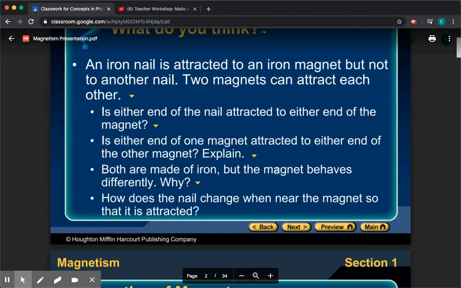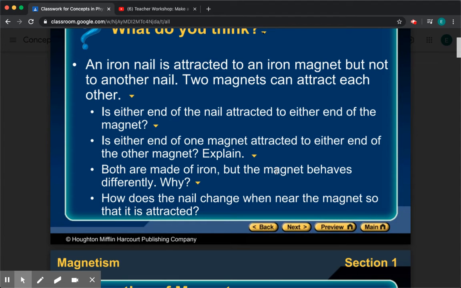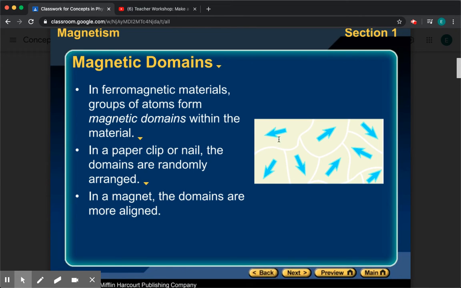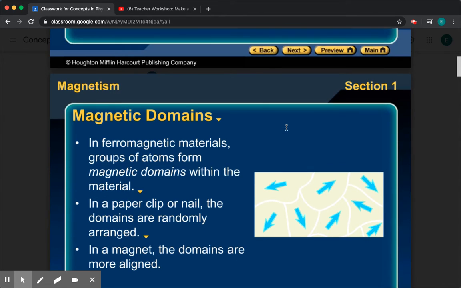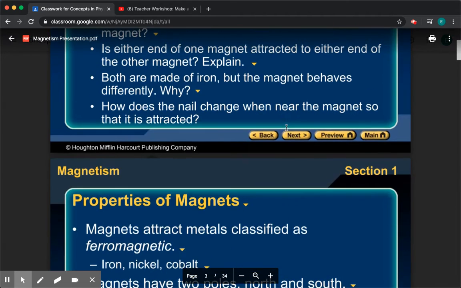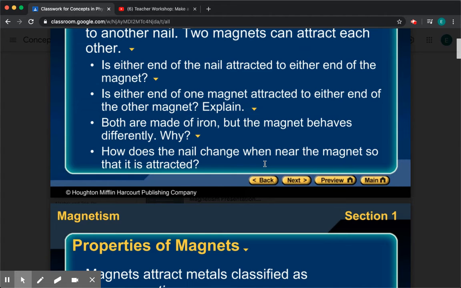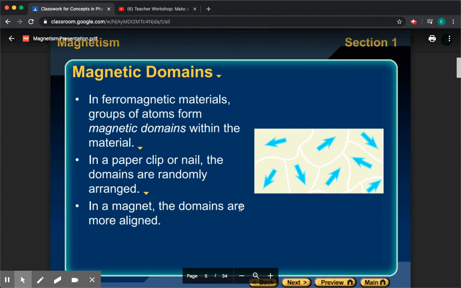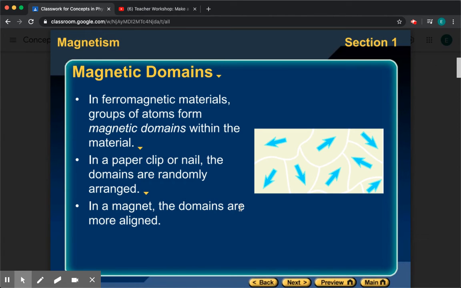So the question here was, both of them are made of iron, but why does the magnet behave differently? The reason the magnet behaves differently is because the iron magnet has the magnetic domains aligned. The iron nail does not. That's why they behave differently. They align the domains in the magnet in order to make it a magnet. And that's why it sticks. And then the bottom one, what happens to the nail when we bring it near the magnet? Once you have one magnet, you can use that magnet to create other magnets.